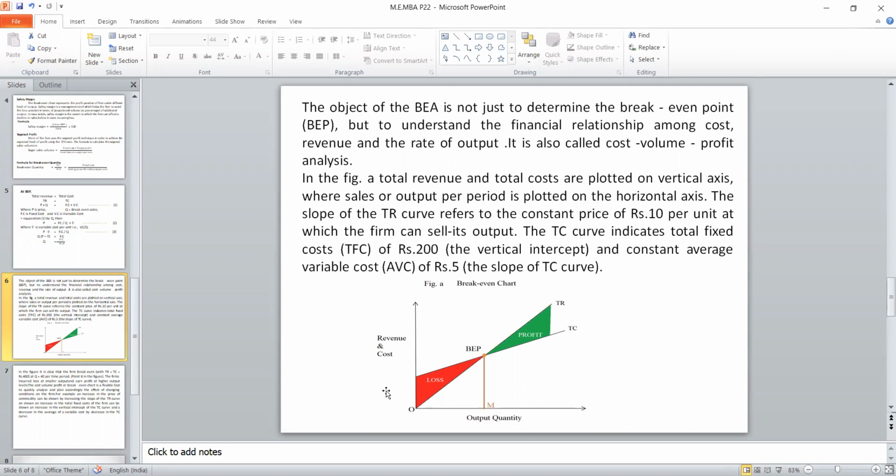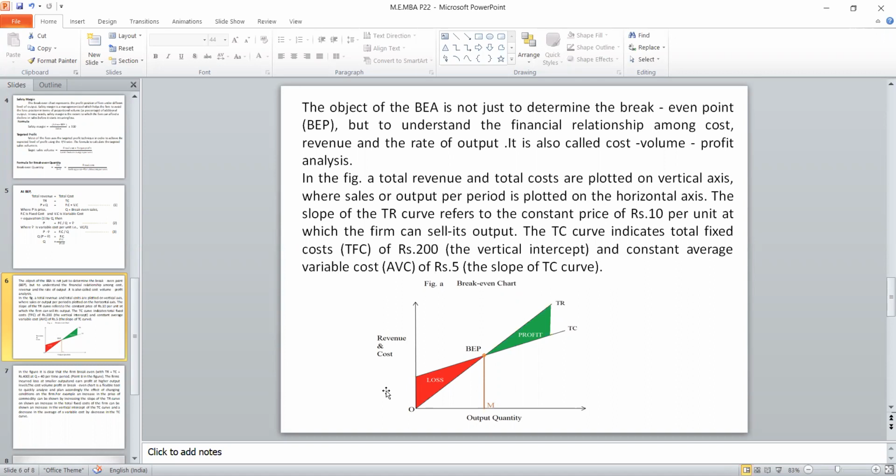The point at which the TC intersects the TR is the break-even point. At that level, OM level, it is the break-even quantity. So beyond the OM level, it is a profit zone. That is why it is given in green color, profit. If you produce less than this particular level, it is a loss. So that OM level of output is nothing but the break-even quantity.